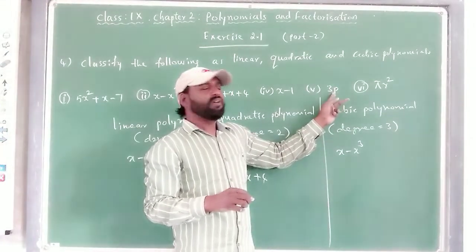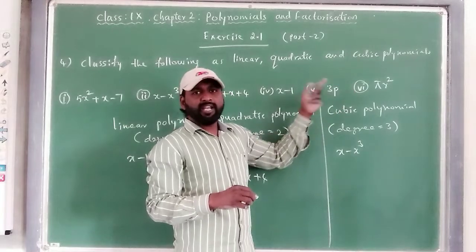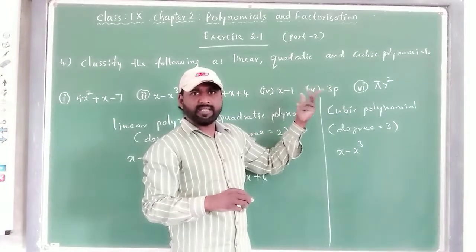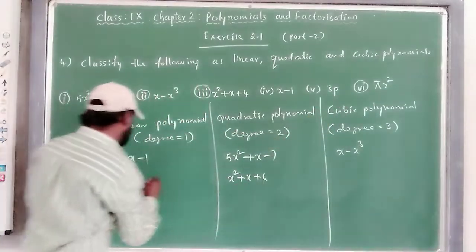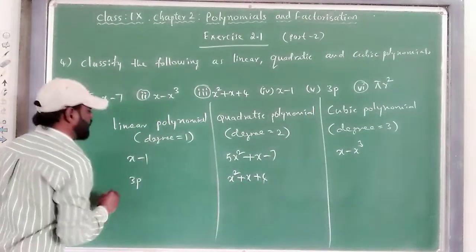P is the variable. What is the exponent of it? No number is written. That means you have to imagine it as 1. So it is a linear polynomial. This is also a linear polynomial.